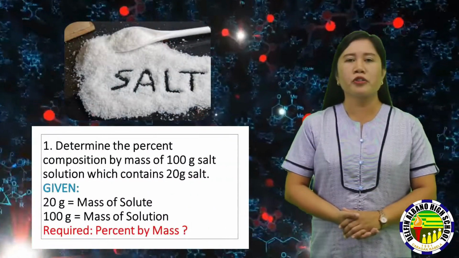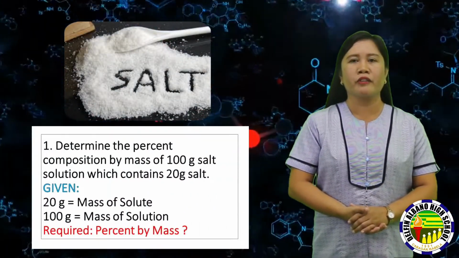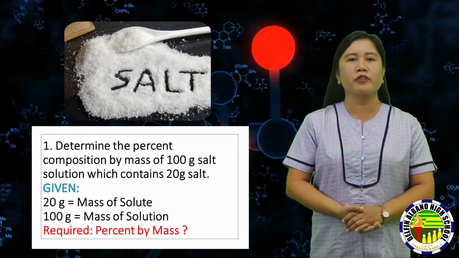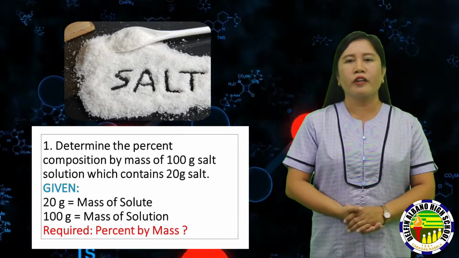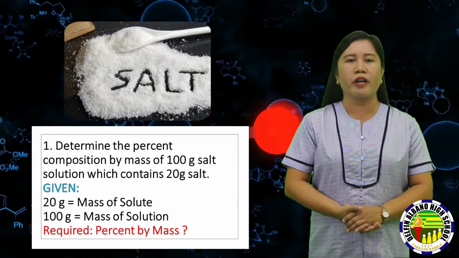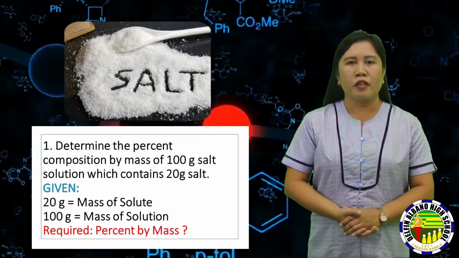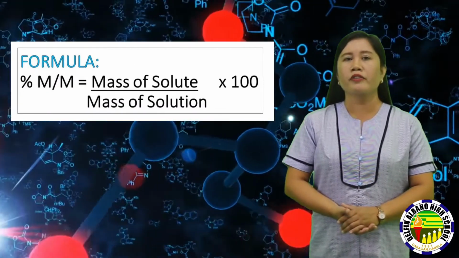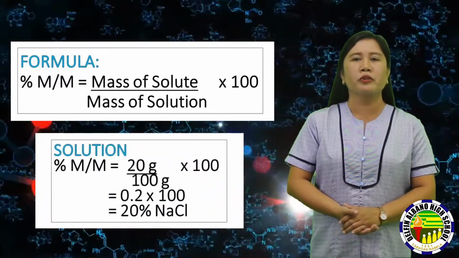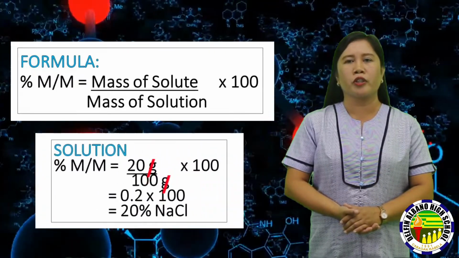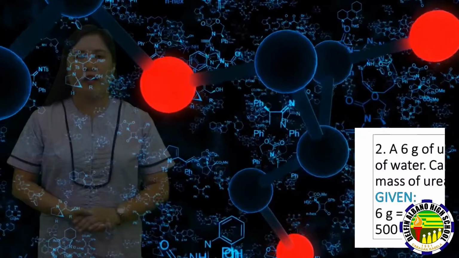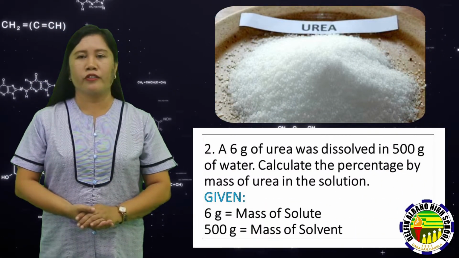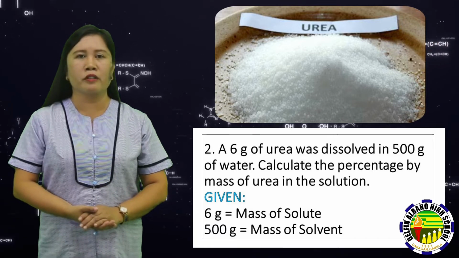Let us try the following sample problems on percent by mass. A salt solution of 10% concentration means that for every 100 grams of the solution, it contains 10 grams of salt and 90 grams of water. Percent by mass can be computed using the equation percent by mass equals mass of solute divided by mass of solution times 100. 6 grams of urea was dissolved in 500 grams of water.